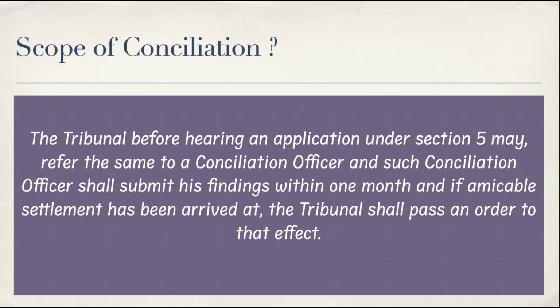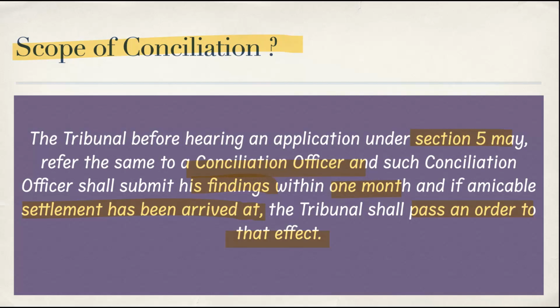Next interesting question, a very important aspect, is the scope of conciliation. Now where does conciliation come into the picture? The Act very interestingly provides that the tribunal, before hearing an application under section 5, may refer the same to a conciliation officer, and such conciliation officer shall submit his findings within 1 month, and if an amicable settlement has been arrived at, the tribunal shall pass an order to that effect. So very interesting, the Act has a scope and an ambit of conciliation as well while considering the application under section 5.